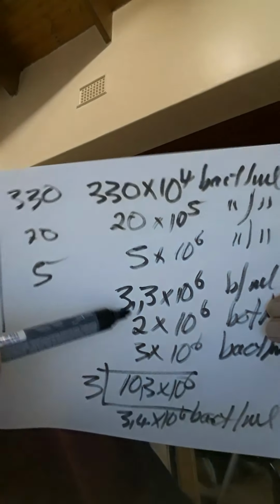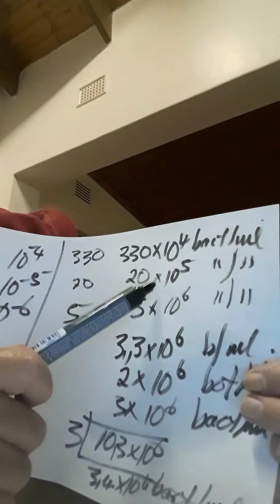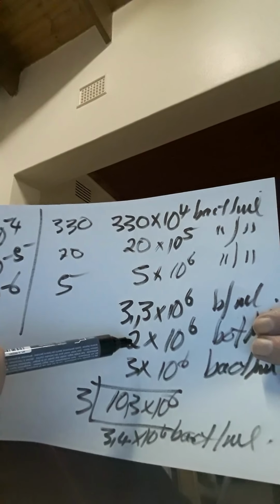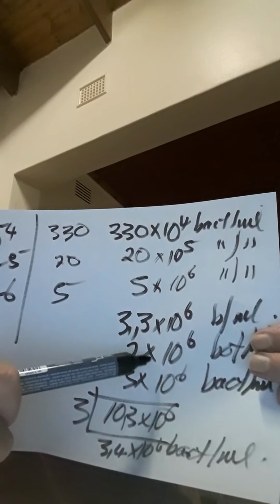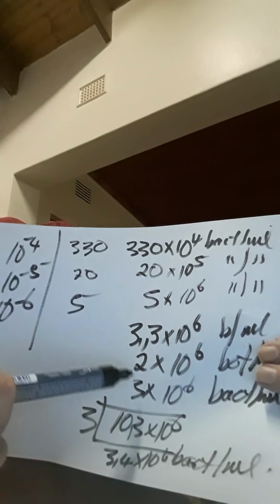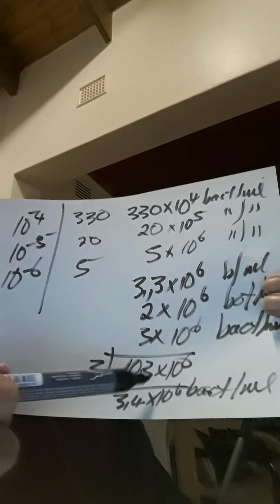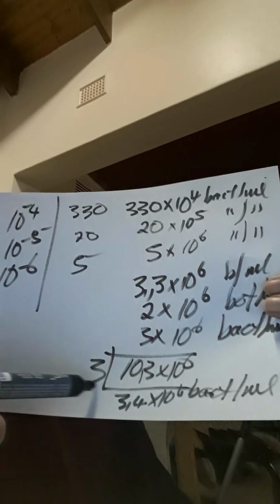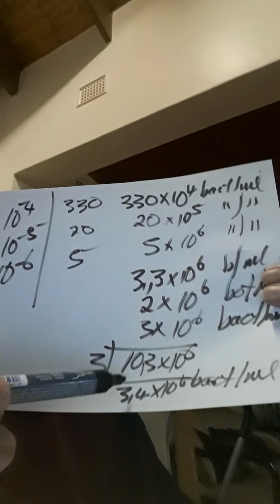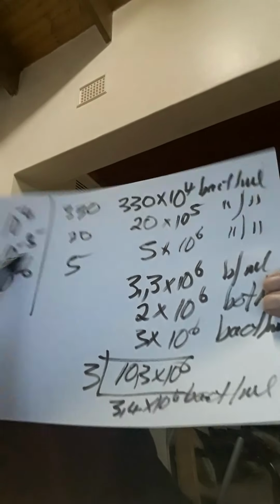Do you agree with me? 330 times 10 to the power 4 is the same as 3.3 times 10 to the power 6. 20 times 10 to the power 5 is the same as 2 times 10 to the power 6. This one is 5 times 10 to the power 6. I add them up, it gives me 10.3. 10.3 times 10 to the power 6 divided by 3 gives me roughly 3.4 times 10 to the power 6 bacteria per mole.